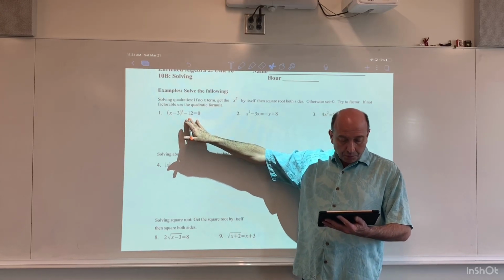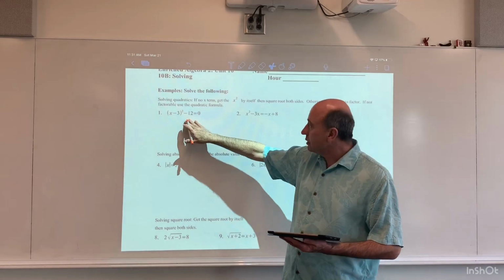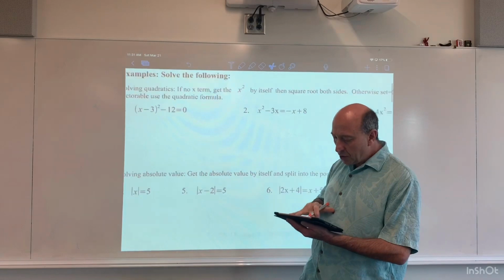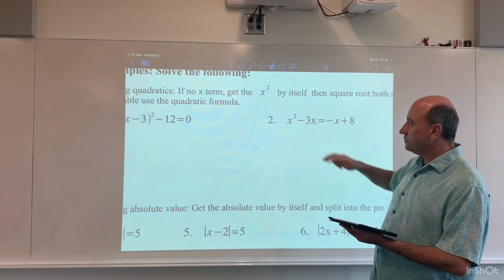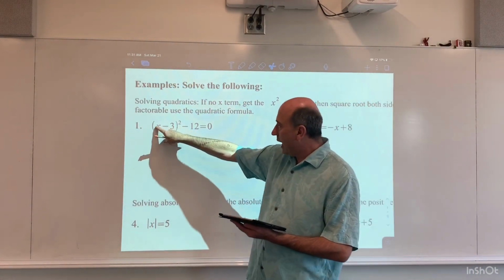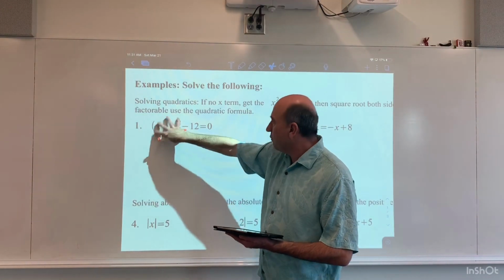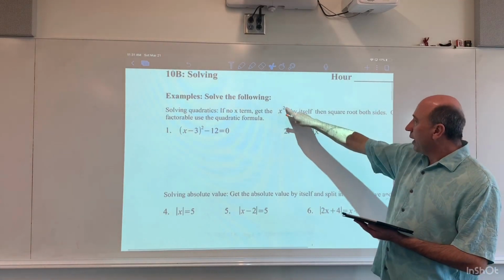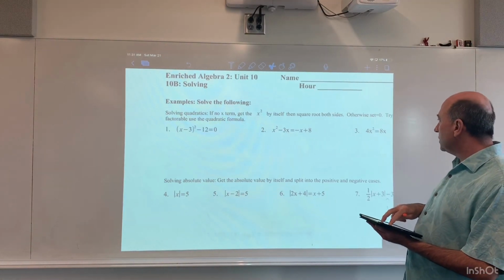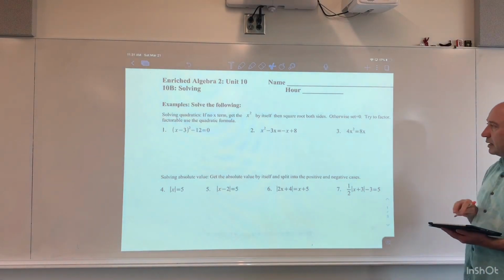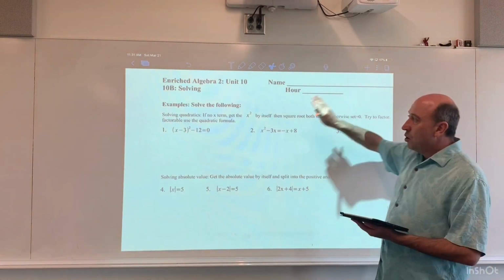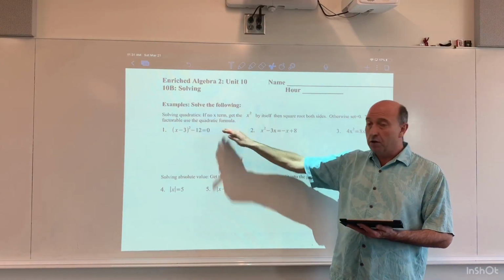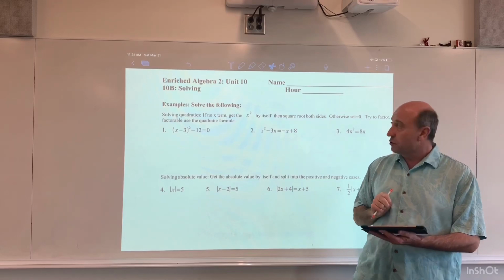The first one, okay, to solve quadratics, the strategies are: if there's no x term, by an x term I mean like 3x, there's no x term here, there's just an x squared if you were to FOIL this out. So if there's no x term, you want the term that's squared by itself, and then you square root both sides. Otherwise, we'll set it equal to 0 and factor. Remember that we can always use the quadratic formula. However, that's the hardest, most error-prone method, so we'll try the others first.